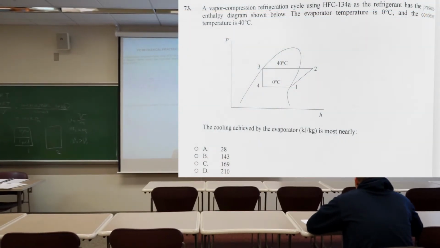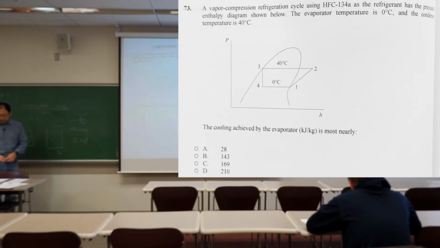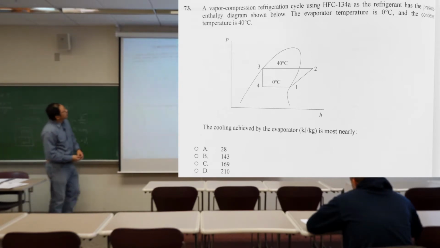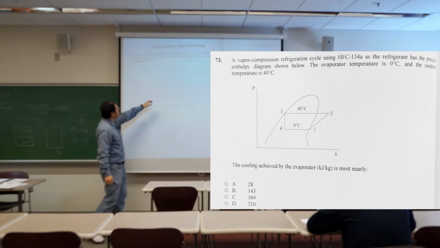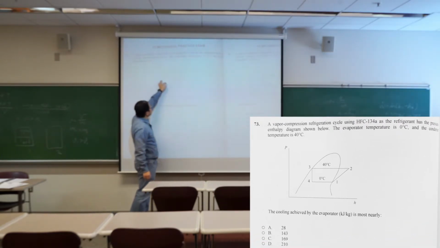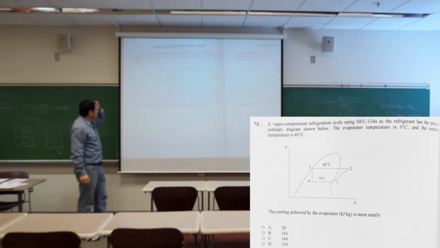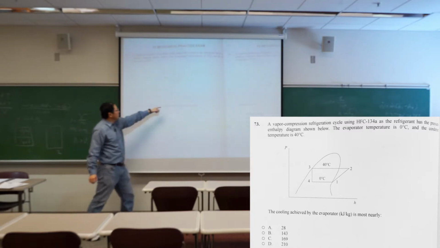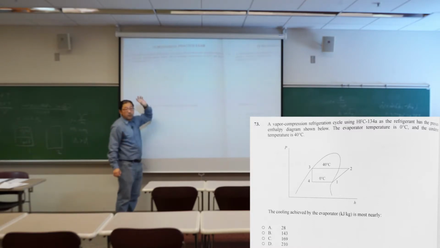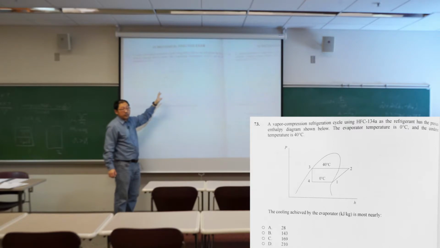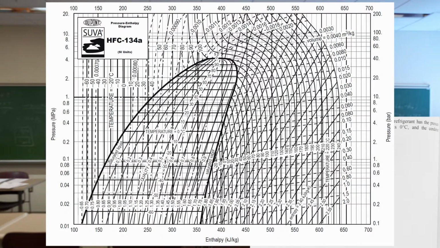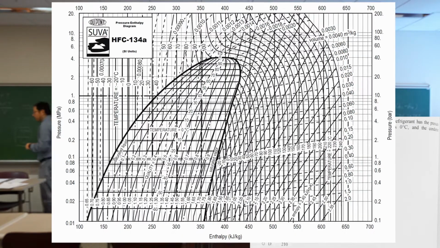Question 73. We're still asking about a refrigeration cycle, and you know the evaporation temperature is 0 degrees Celsius and the condenser is 40 degrees Celsius. Calculate the cooling achieved by the evaporator in kilojoules per kilogram. So looking at here, the evaporator is 4 to 1. That's why I gave you a handout. We didn't go through that property table when we went through thermodynamics.